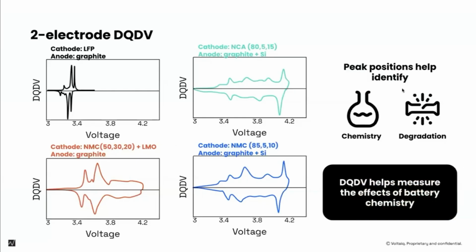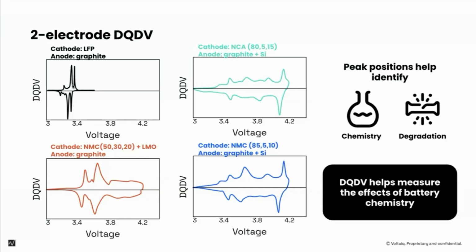Okay. So let's talk about what two electrode DQDV actually looks like. Let's talk about a few different systems here. Here is DQDV for an LFP cathode and a graphite anode. You can clearly see, because LFP has a nice flat voltage profile, the peaks that are associated with that graphite anode, more clearly than you can in a lot of other systems, just because of how the energetics line up there.